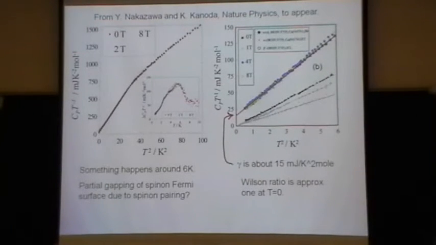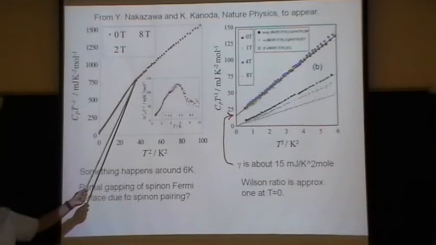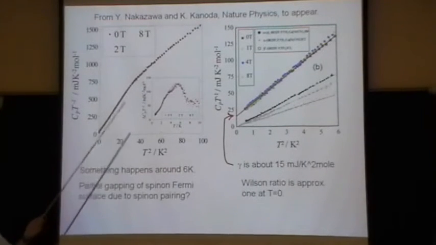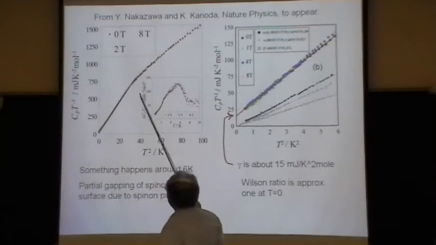Yeah. What is the nature of the change of the slope at 30 Kelvin? You mean this one? Yeah, the change of slope. Yeah, you have good eyes. So this is actually very interesting and not well understood.